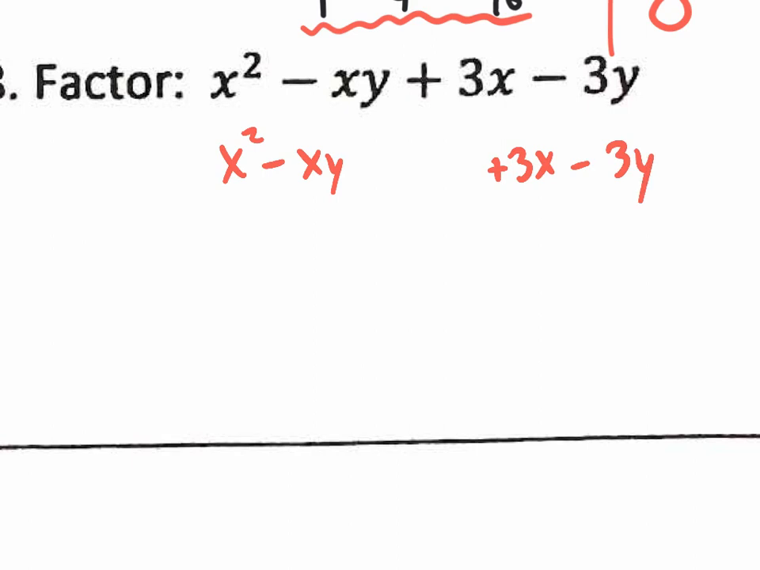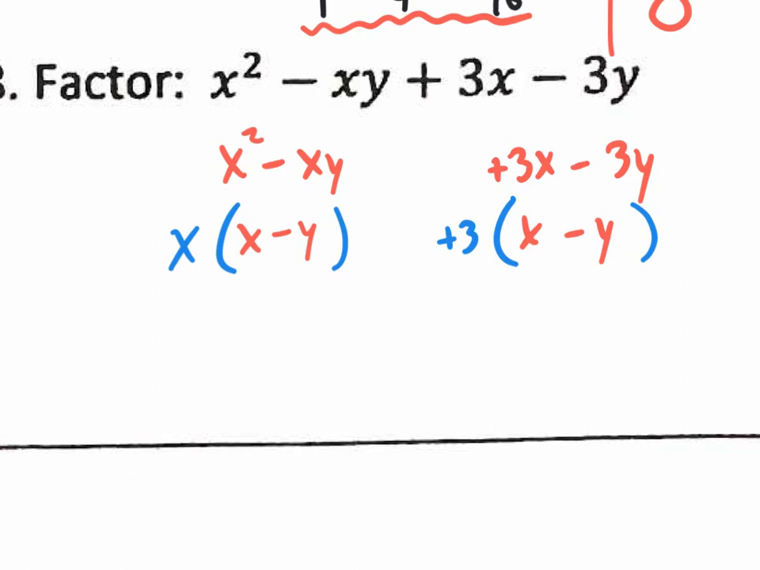What could we pull out of the first group? X. What would be left over on the inside? X minus y. There you go. What could we pull out of the second group? Positive 3. What's going to be left over on the inside? X minus y. And luckily, we have the same exact binomial left over in the first group and the second group that we're going to pull out of both groups.